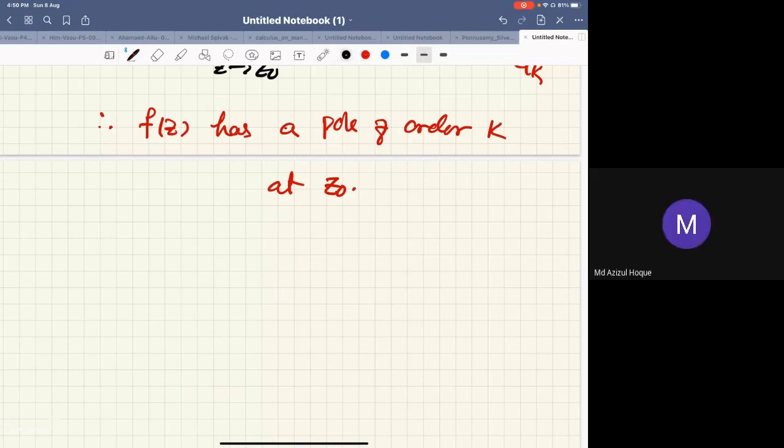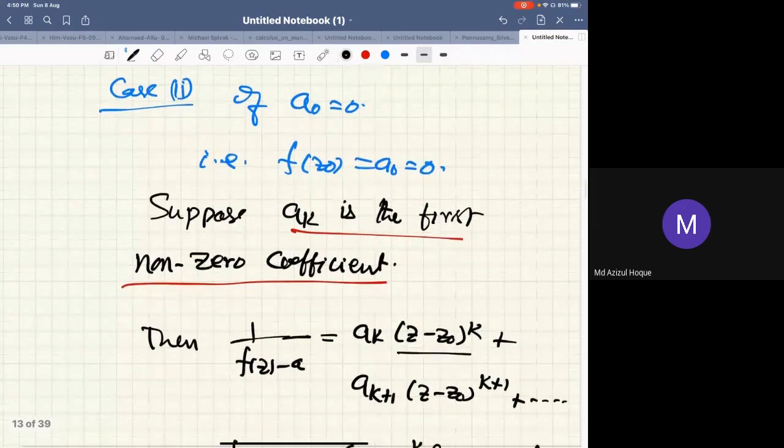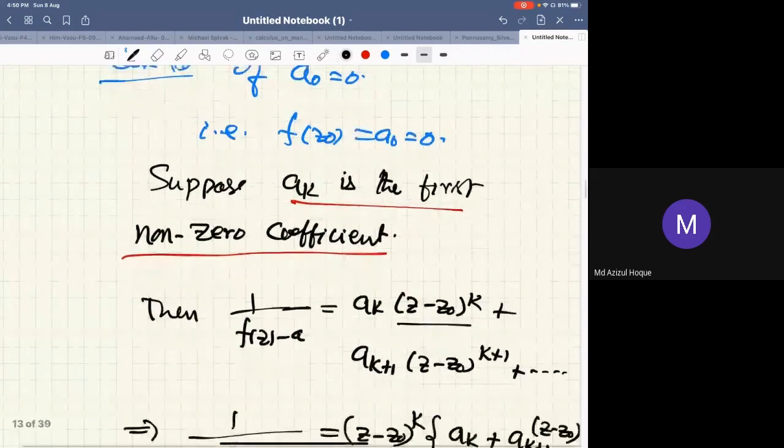Sir, please repeat the second case, when a naught is equal to 0, that point. Yes, sir. Suppose f(z0) is equal to 1, just one line. a naught equals 0.